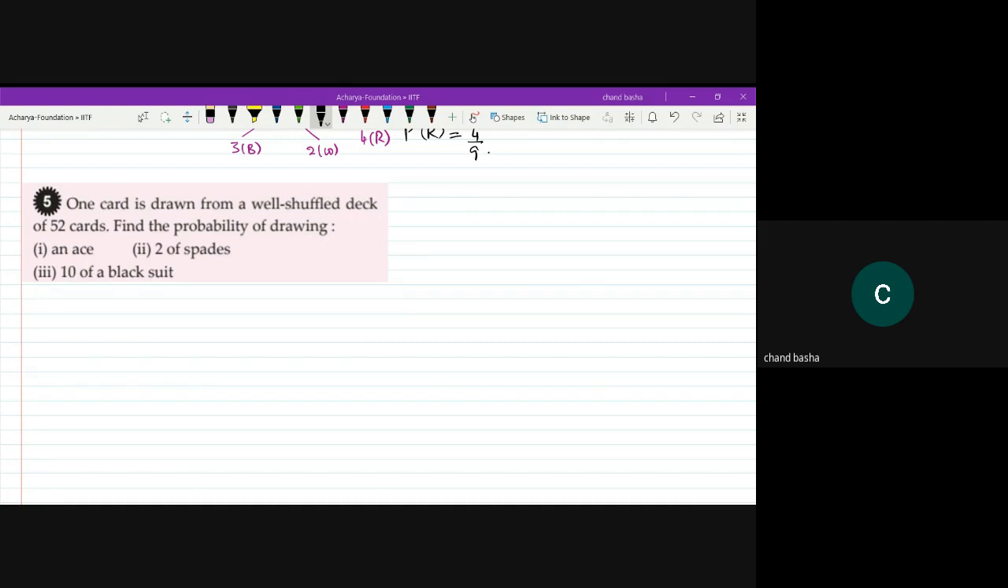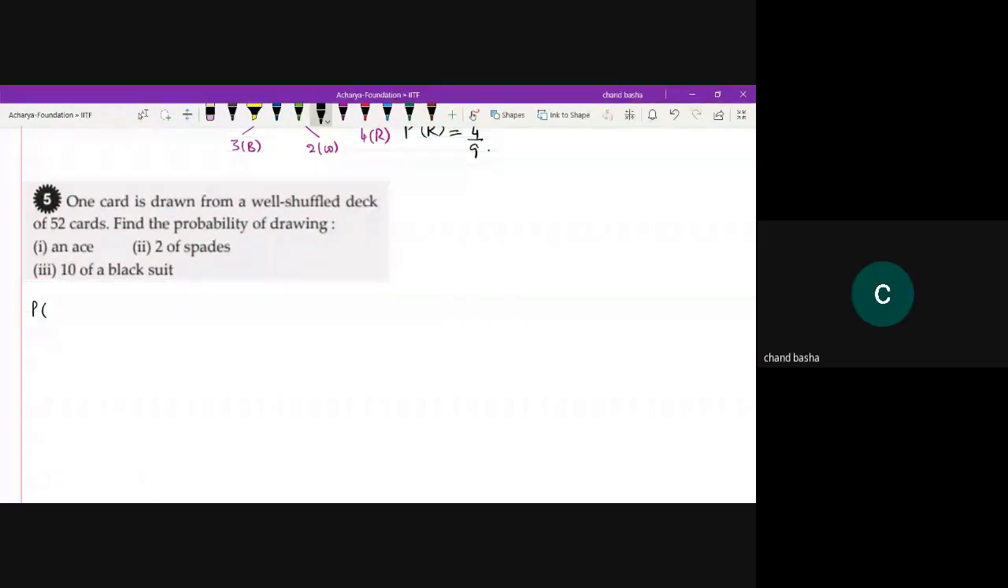Yes, you can. First answer, Purvi. First point. Answer to the first point. Sir, 4 by 52. Can we cancel it? Yes, sir. 1 by 13 is the correct answer.